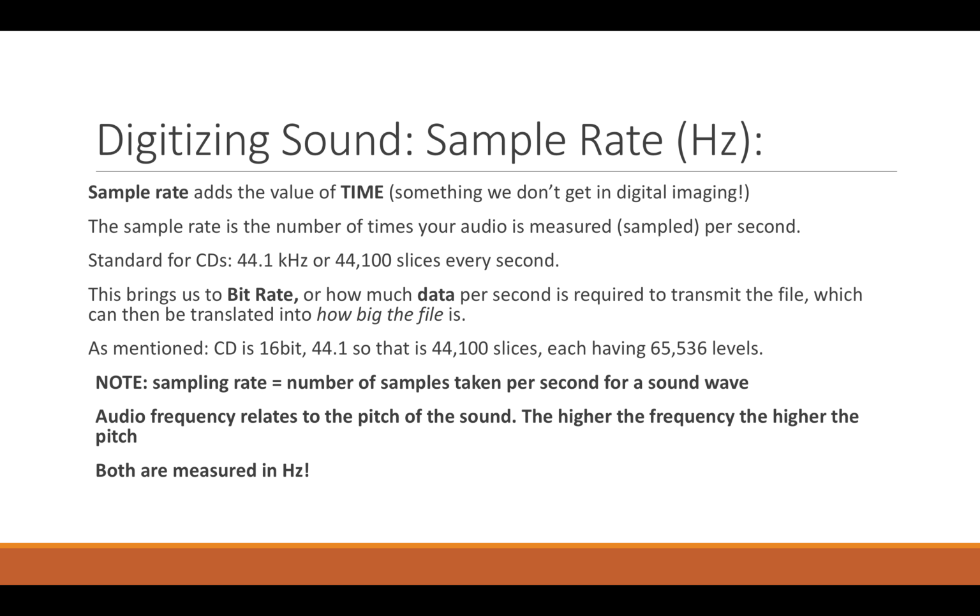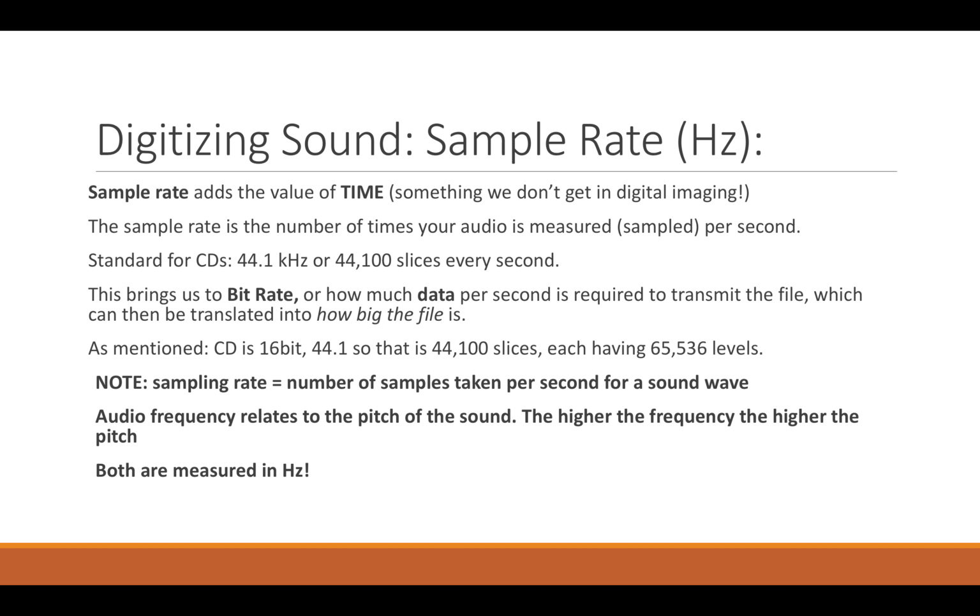Okay, in digital imaging, number of bits available per pixel multiplied by however many pixels we have gives us the size of the image in megabytes. And when we digitize sound, we use the same principle. So let's say we're digitizing sound in 24-bit, but we are also adding the value of time. So as in digital imaging, we're looking at the value of size. In audio, we're looking at the value of time.